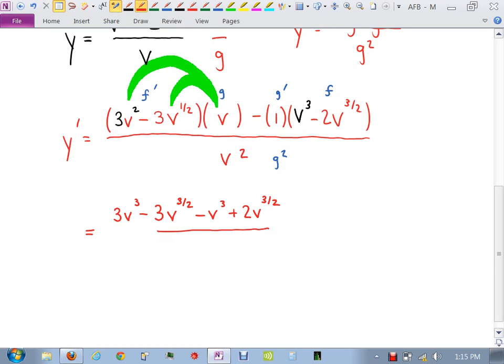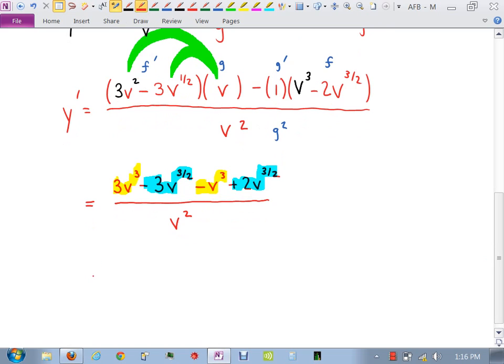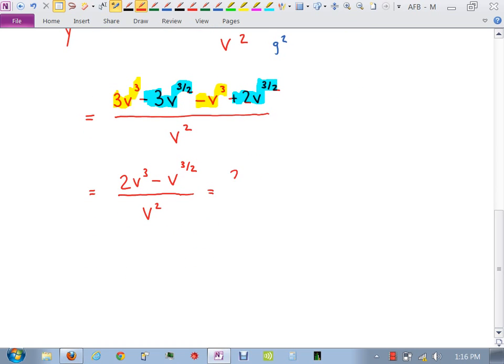All over v squared. Now I have some like terms, don't I? My v cubed terms can group together or combine, and my v to the 3/2 terms can group together, right? So I can get how many v cubes? 2, right? V cubed. How many v to the 3/2? -1, so negative v to the 3/2 all over v squared. I have two terms on top of a single term. I'll split it into two fractions.